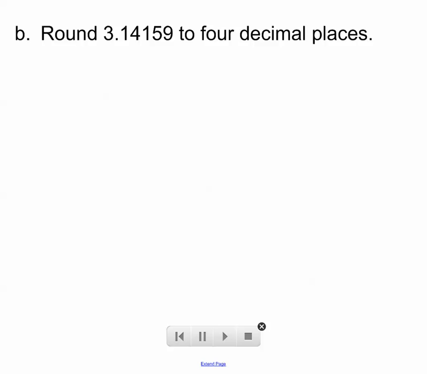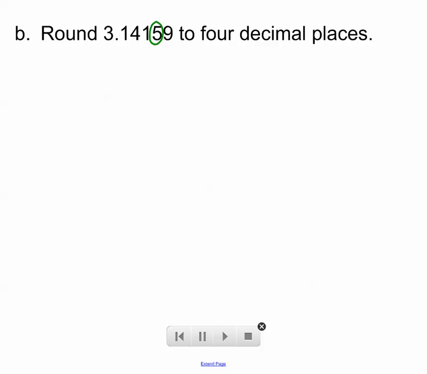All right, so what about with a decimal? Let's round 3.14159 to 4 decimal places. By the way, that's a 5 decimal approximation of pi. 4 decimal places. Okay. Well, let's identify the 4th place. It's that 5. And then again, we look immediately to the right of it.